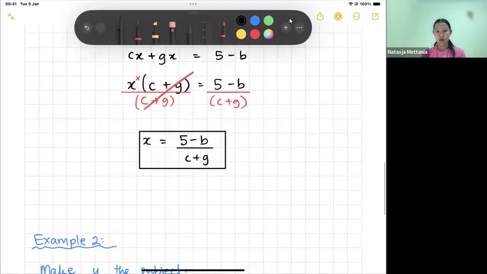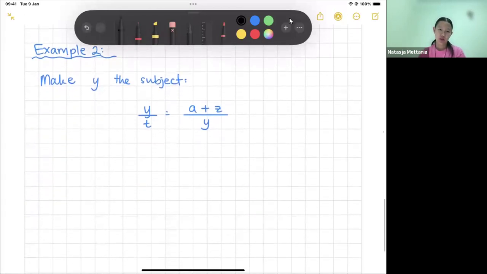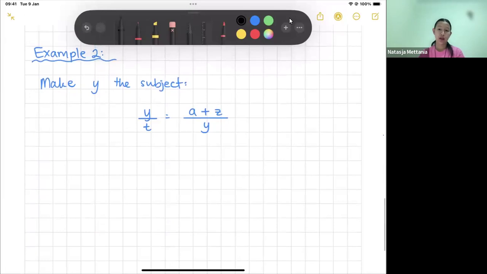Let's go to example number 2. Example number 2 says, make y the subject. So now it's not x the subject, but y. They can ask you any letter as long as it's in the equation. The original equation says y over t equals a plus z over y.